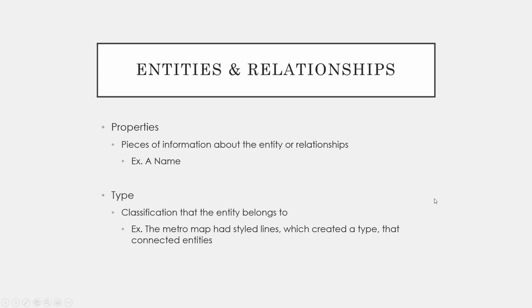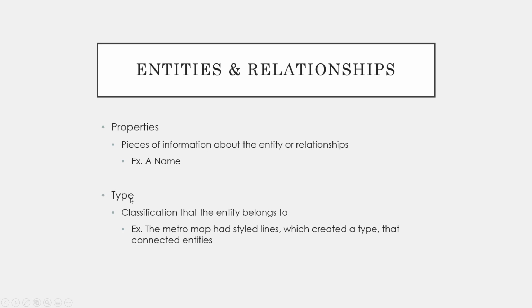So let's talk a little bit more about entities and relationships. When I'm talking about an entity, there are a couple of things we want to keep in mind. Entities have properties, and a property is just a piece of information about that entity. So something like a name, right? Let's say that my entity is called person. I'm modeling a person. A person has all kinds of properties, but one of those properties might be the person's name, right? It's just a piece of information about that entity.